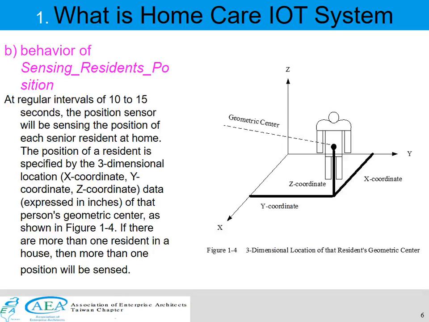The second behavior is sensing resident positions. At regular intervals of 10 to 15 seconds, the position sensor will sense the position of each senior resident at home. The position of a resident is specified by the 3-dimensional location data of that person's geometric center, as shown in Figure 1-4. If there is more than one resident in a house, then more than one position will be sensed.